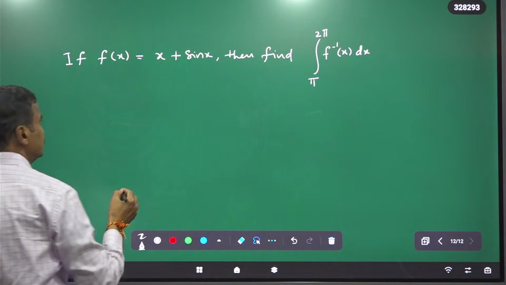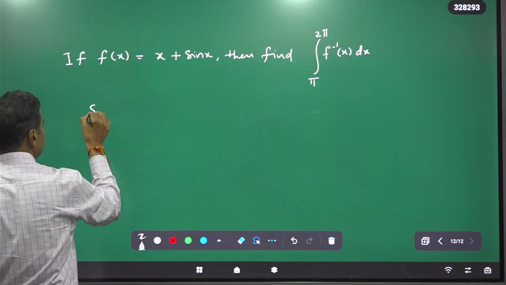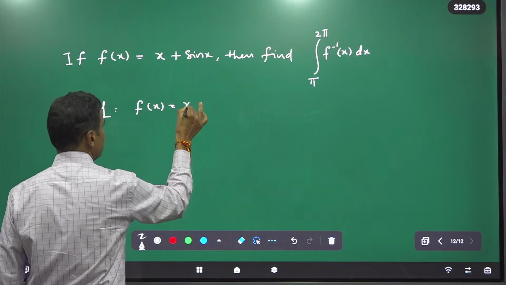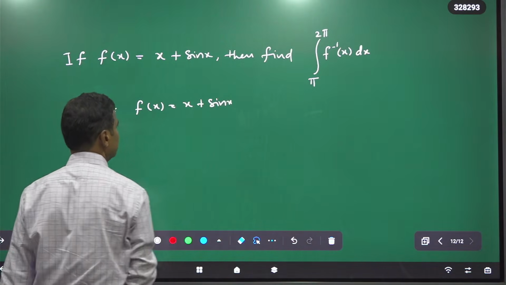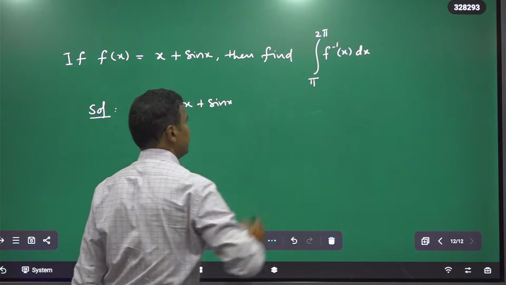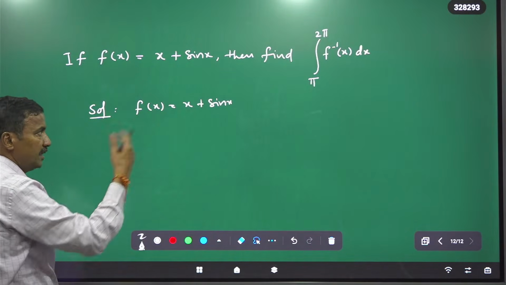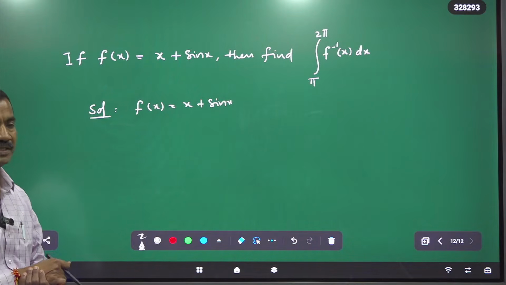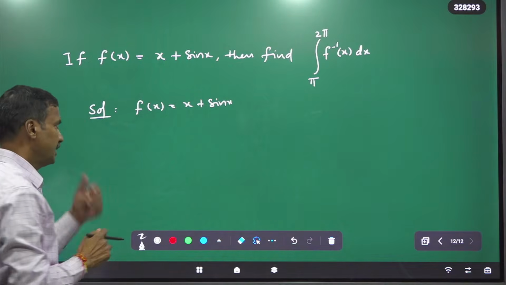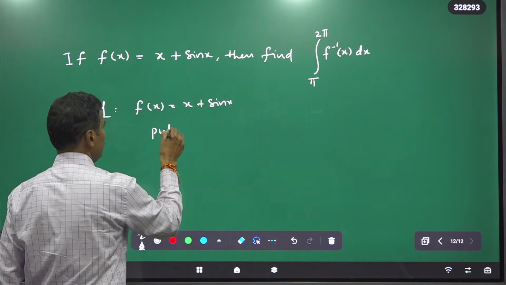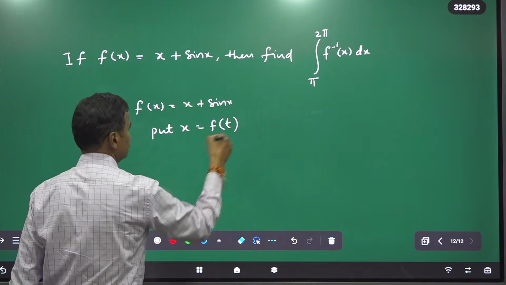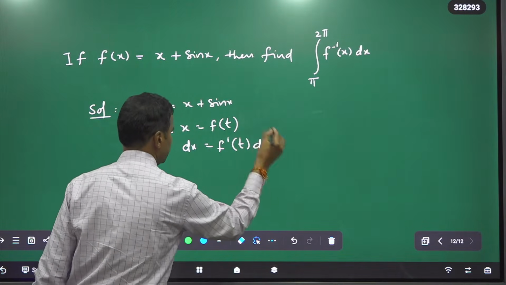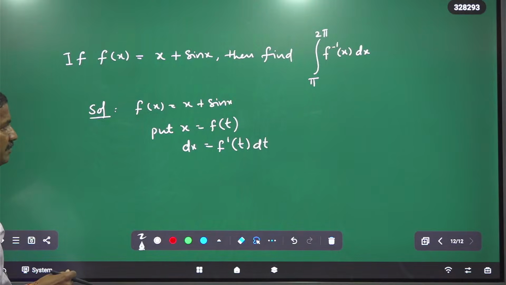Now here it is given that f of x is equal to x plus sin x. Then we have to find the integration of f inverse x dx. Here we have to find the integration by the substitution method, not by finding the inverse of that function. Suppose we put x equal to f of t, then dx is equal to f dash t dt.